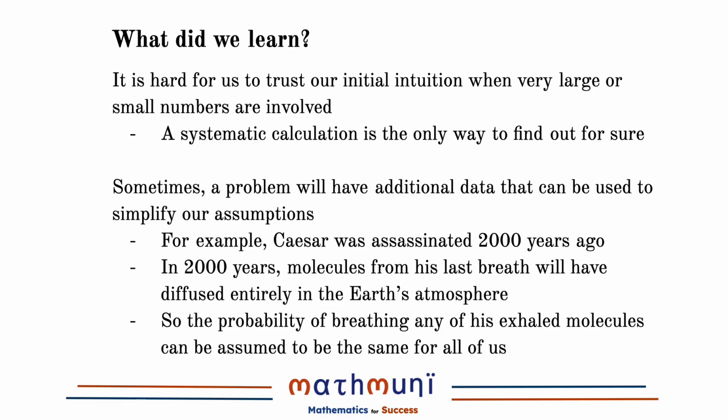It is hard for us to trust our initial intuition when very large or very small numbers are involved. A systematic calculation, like the one above, is the only way to find out the truth. And what about the facts we have been given in the case about Caesar being assassinated 2000 years ago in Rome? Some of this information is irrelevant, like the fact that he was assassinated and that he was in Rome then. But some of the given information is there to help us simplify our assumptions. So in 2000 years, we expect the molecules from his last breath to have diffused almost entirely in the Earth's atmosphere, which means that regardless of whether you live in Rome or anywhere else on planet Earth, the probability of breathing any of his exhaled molecules can be assumed to be uniform, the same for all of us.